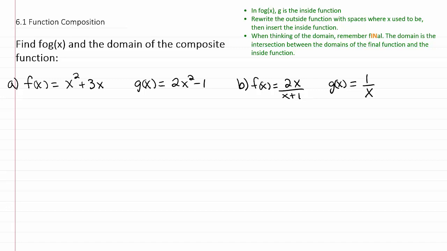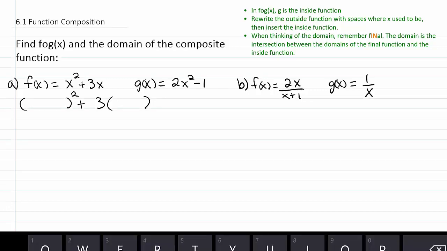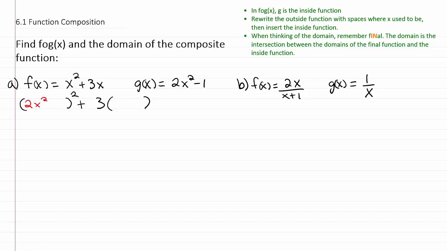Find f of g of x and the domain of the composite function. Okay, so this one's asking us to do f of g of x. So f is the outside function, it's the first function. We're going to copy it down, and every place that it has an x currently, we're going to leave a space. So we're simply going to say space squared plus 3 times space. And in the space, we're going to put in the g function. So the g function here is 2x squared minus 1, and 2x squared minus 1 goes there as well.